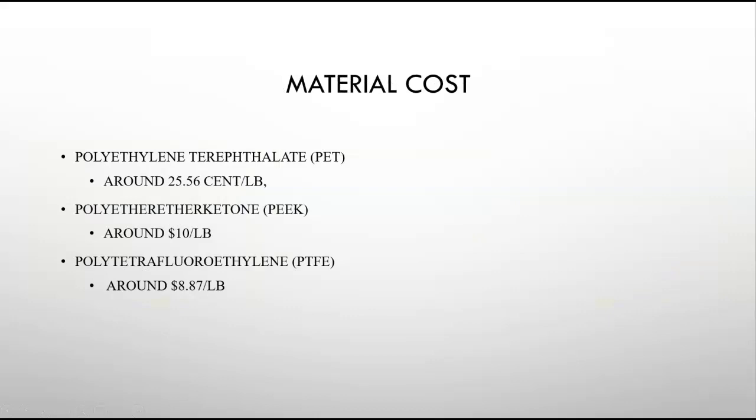So these are each of my materials and their costs. The first one is polyethylene terephthalate, and it is around 56 cents per pound. The second material is polyether ketone, or PEEK, and it's around $10 per pound. And polytetrafluoroethylene, which is PTFE, is around $8.87 per pound.